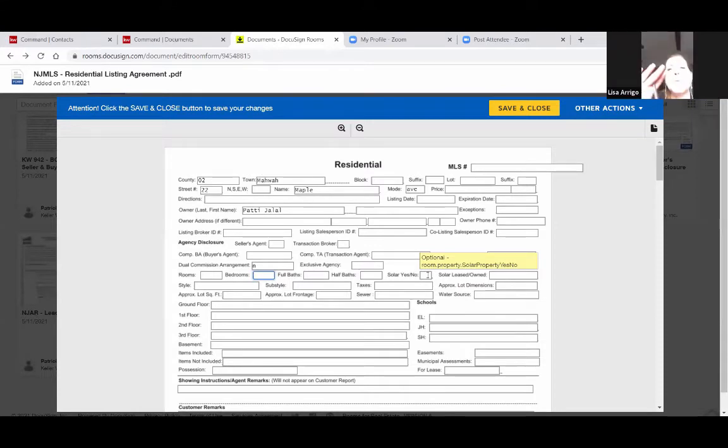Quick question. A powder room. A powder room is what, like a half a bath? Yes. It's two-piece.